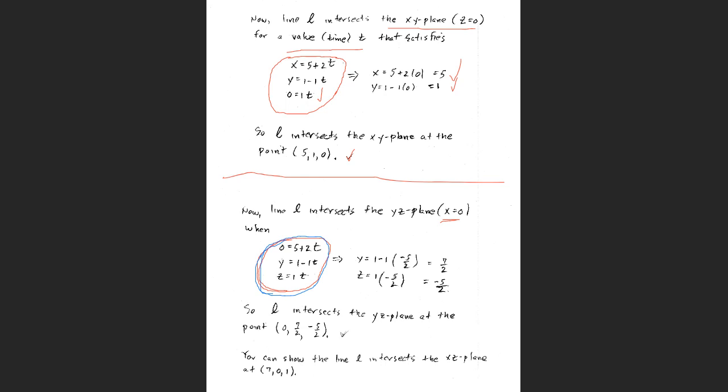So the parameter T would equal -5/2 at that instant. Different values of T give you different points on the line. The line moves through space with respect to time, but at that T value of -5/2, the line will intersect the YZ plane, and it's going to do it at the coordinate 0, 7/2, -5/2.